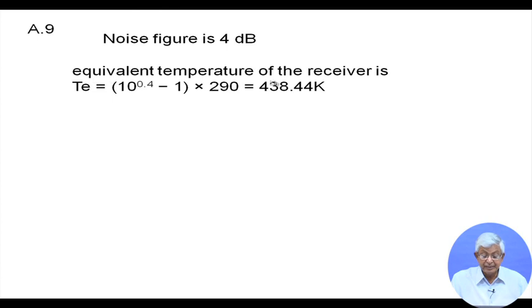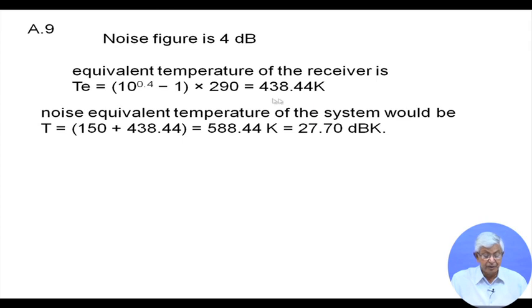So, the equivalent noise temperature for the receiver, TE, at 290 K, comes out to be 438.44 K. Convert this, then 150 K noise is coming from the antenna, that is at the input. So, the equivalent noise temperature of the system itself is input plus this value, which comes out to be 588.4 K, which in dBK is 27.70 dBK.